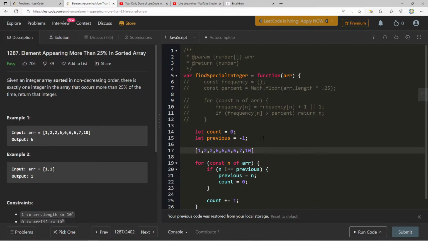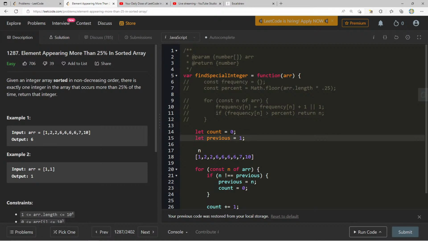So let's say we have this array and our count is 0, previous is -1. We're at n. So if n is not equal to previous, previous now equals n, count equals 0, then we do count plus plus. Then we get to 2. It's not equal to previous, so previous equals 2, count equals 0, and then count plus or equals 1. We do this one. If n not equal to previous, it is. Count equals 2. We go to 6.